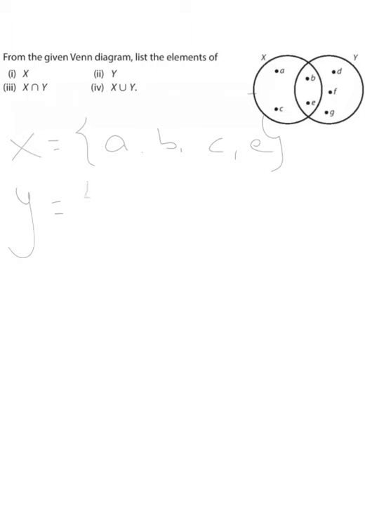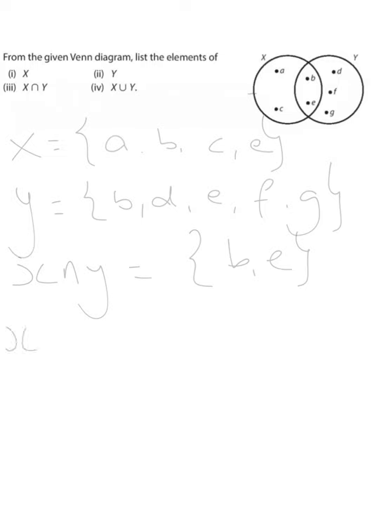Going to Y then. Y again is all the set here. So this is all Y. So it is B, D, E, F, and G. Next one they asked you is X intersection Y, and remember X intersection Y is what they have in common, so it's just this little section here. So X intersection Y is B and E.